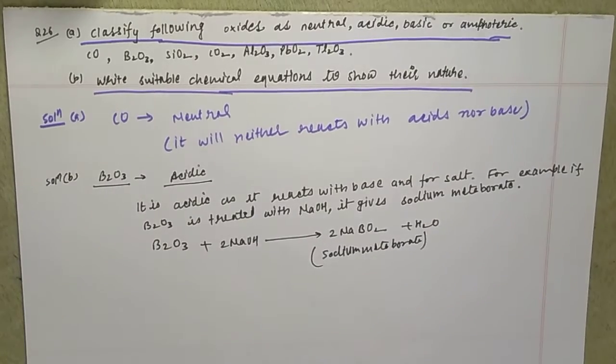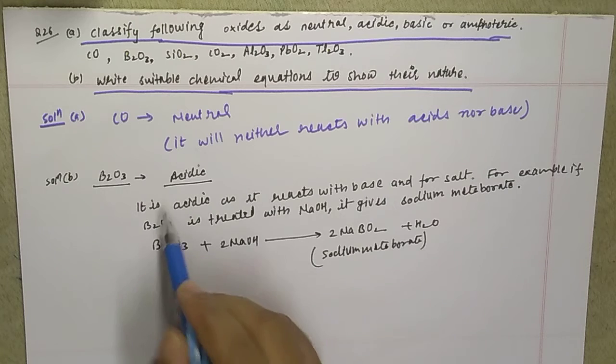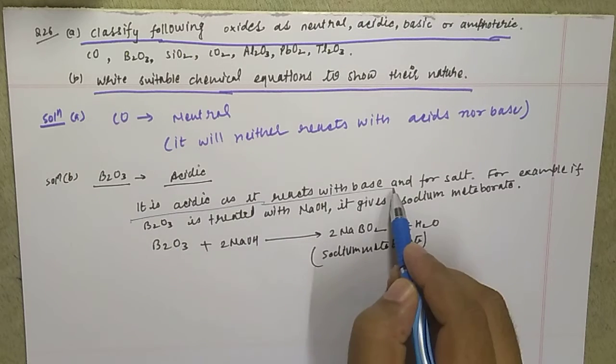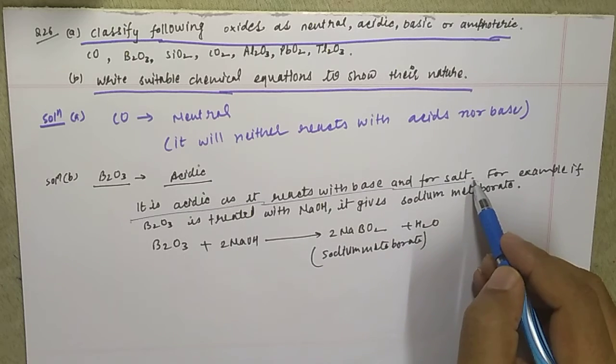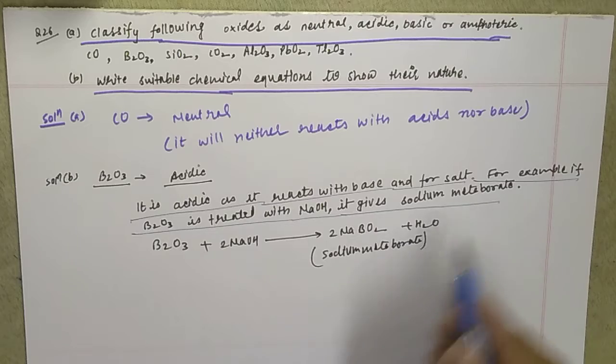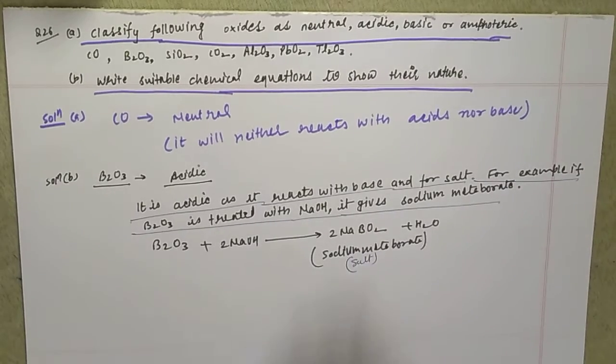So why is B2O3 acidic? We understood that it is reacting with the base, so it is acidic. It reacts with the base and forms a salt. If you treat B2O3 with sodium hydroxide, it will give the salt sodium metaborate plus water.